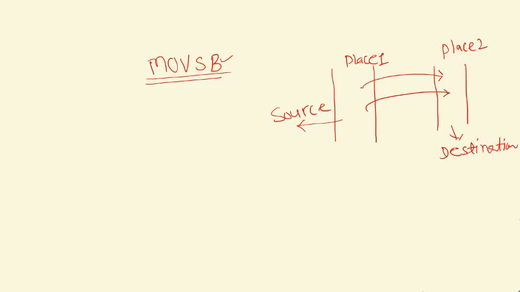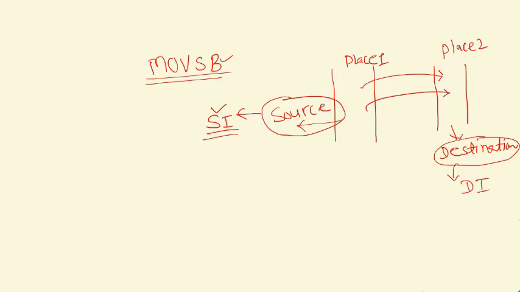So in the 8086 microprocessor, the location of this source is indicated by the source index register. It means we require SI, and to locate the destination we require another register, that is the destination index, DI. So we need SI and DI, and similarly, how the data is being moved.